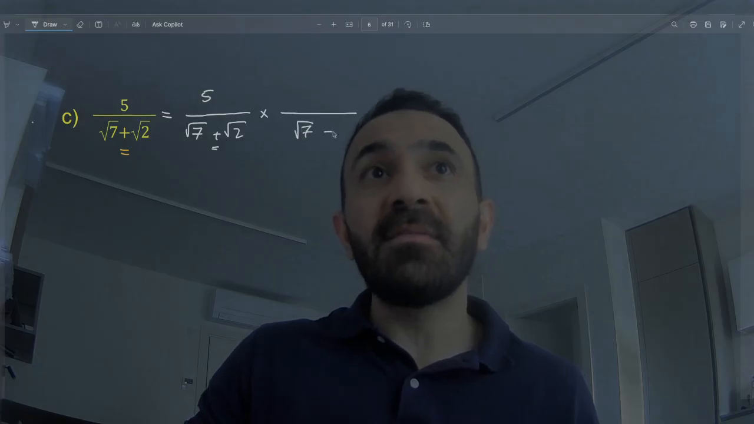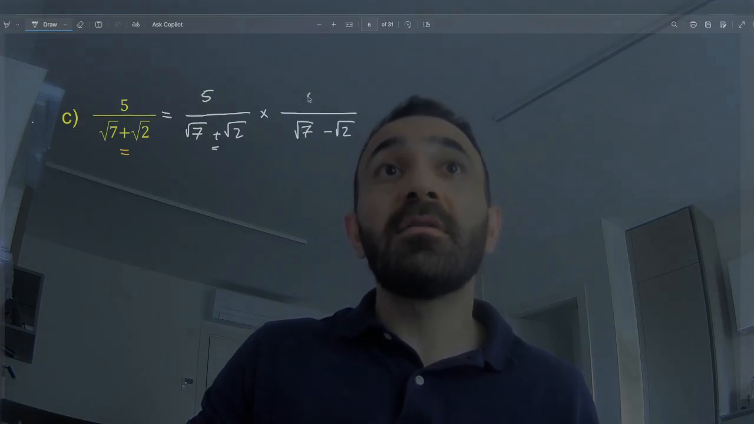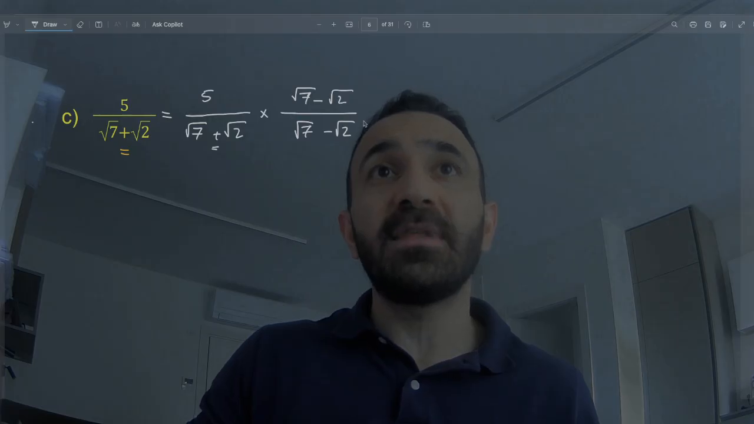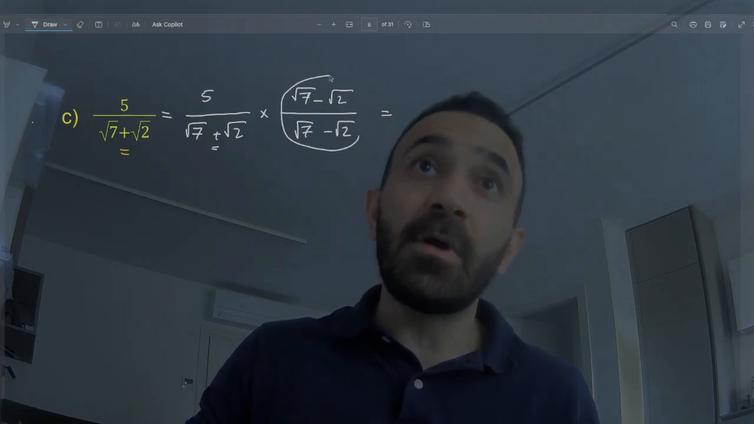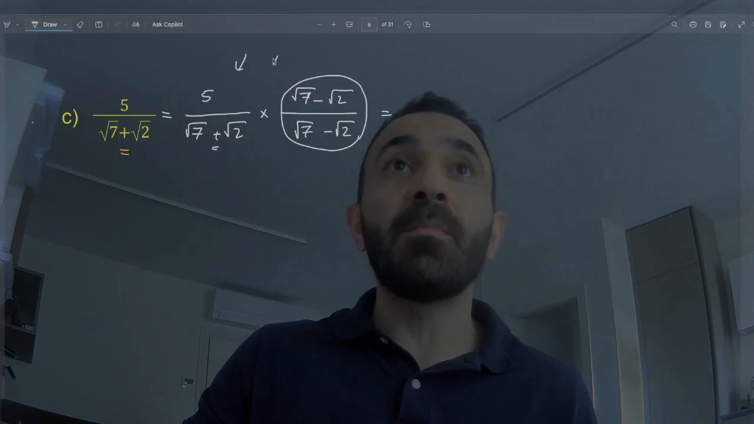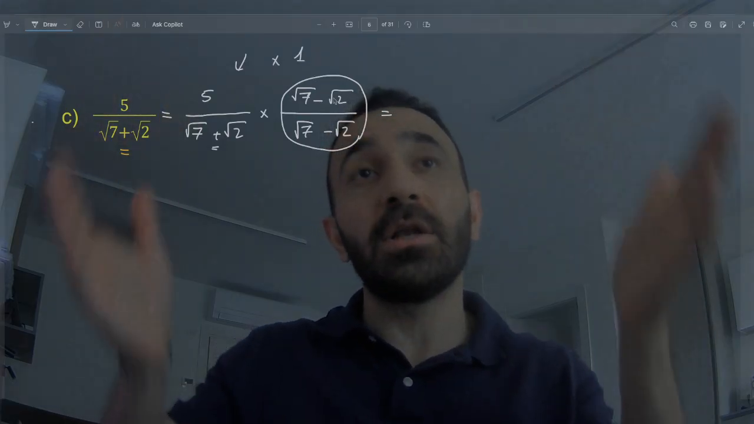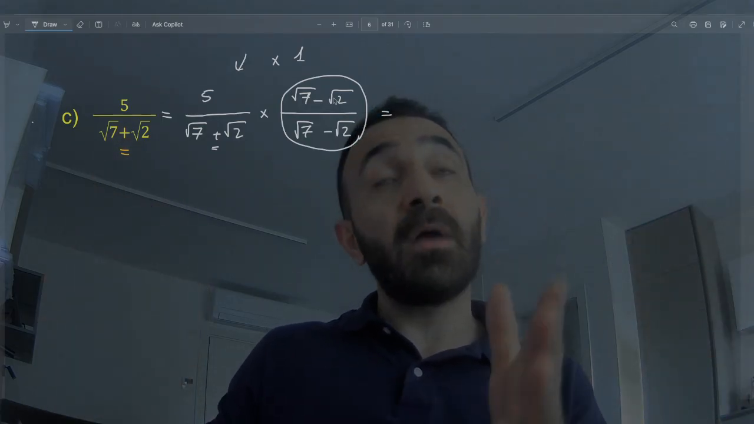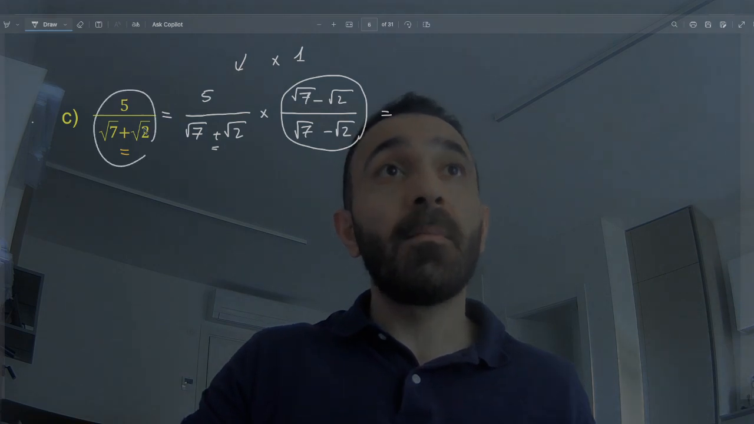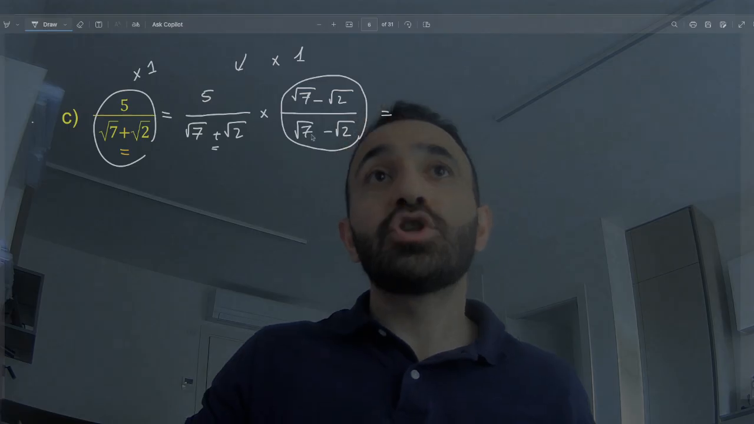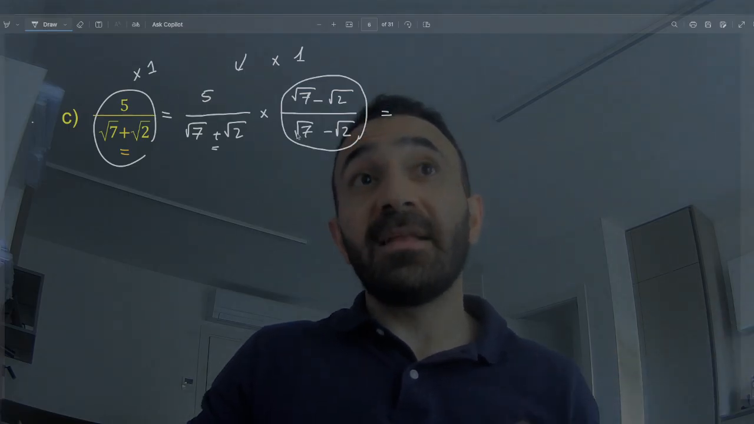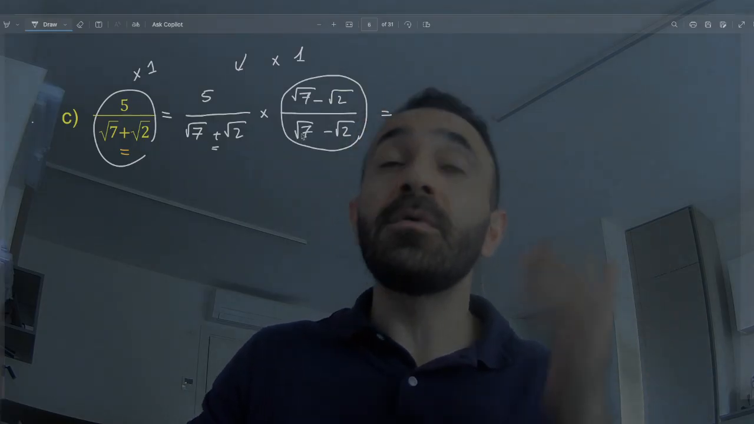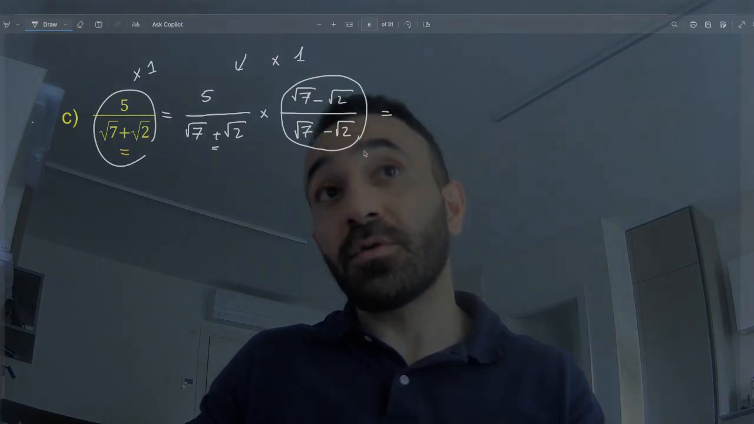So the square root of 7 minus the square root of 2 times, on the denominator, you're going to copy and paste literally the same thing. One more time, I'm multiplying my value, this fraction, by 1, because any value over the same value gives you 1. Am I allowed to multiply my value by 1? Yes, why not? So 5 over square root of 7 plus square root of 2 times square root of 7 minus square root of 2 over square root of 7 minus square root of 2.